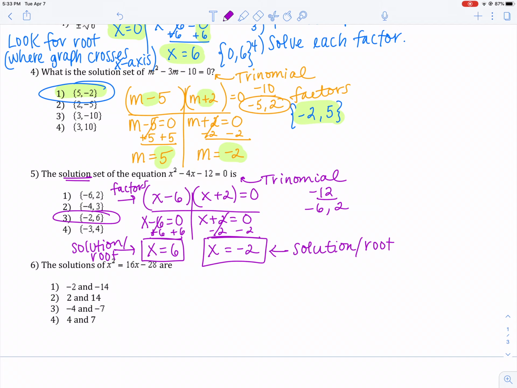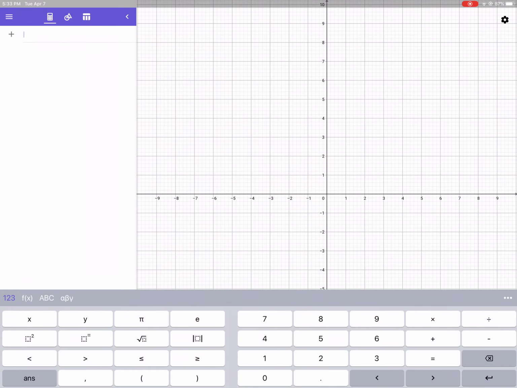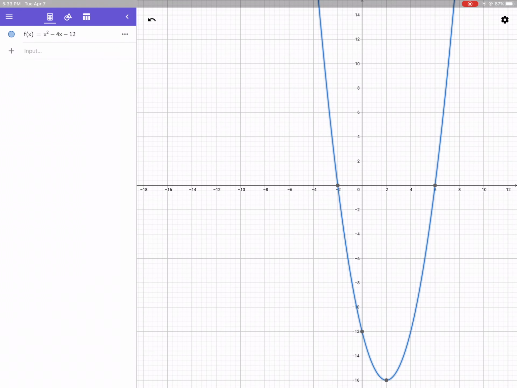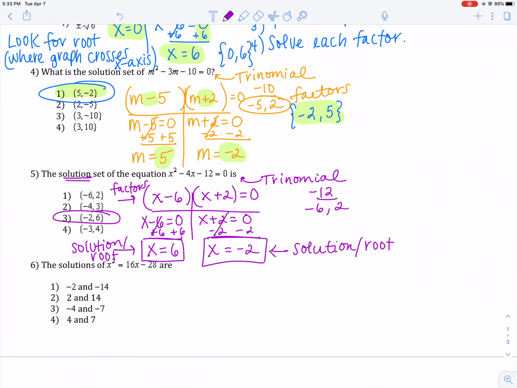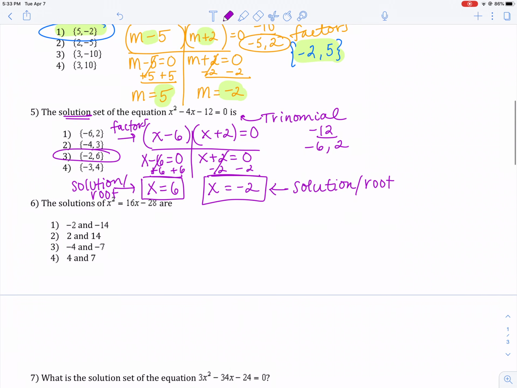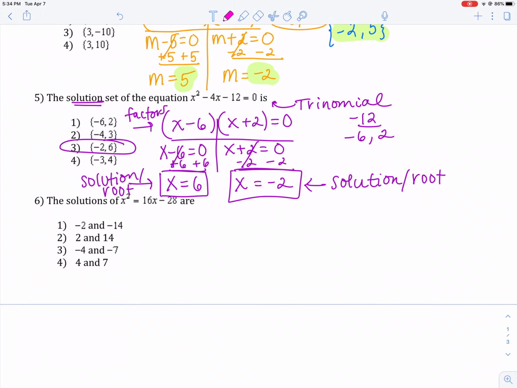Now I'll prove it to you. In the calculator, if I get rid of the last question and I type x squared minus 4x minus 12, look where the graph hits the x-axis. -2, +6. You have your answers instantly. -2, +6. Okay, I'm going to go to the next one.